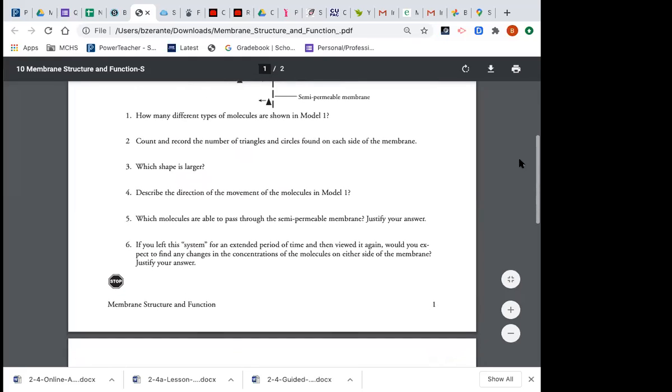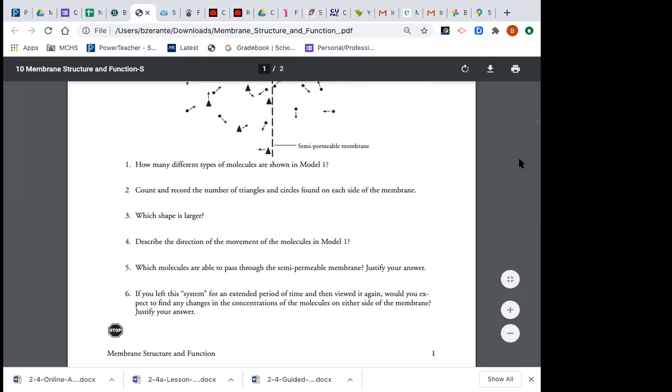Now, if you compare the triangle and the circle, which one is larger? Okay, so the triangle, right? The triangle is larger than the circle. Then it says, describe the direction of the movement of the molecules in model 1. So now, go back to those arrows that you were looking at in the beginning. We said those arrows represent movement. So stop and think about what direction those arrows are pointing.